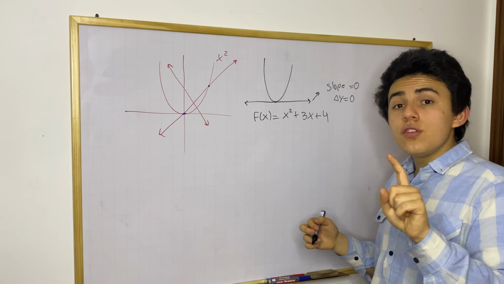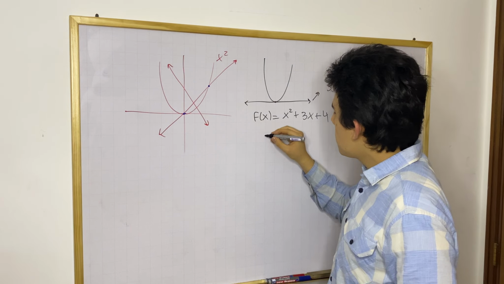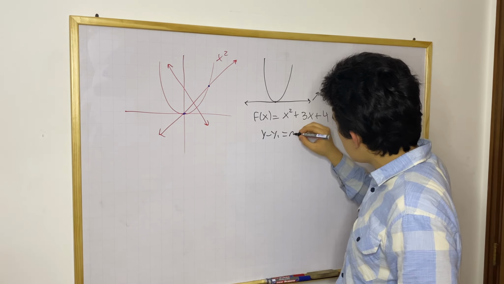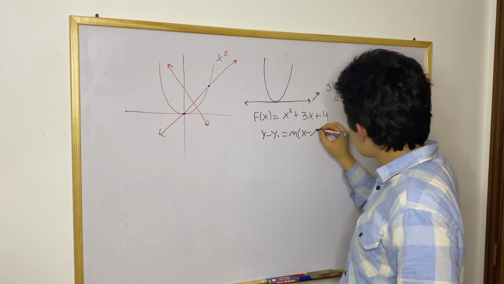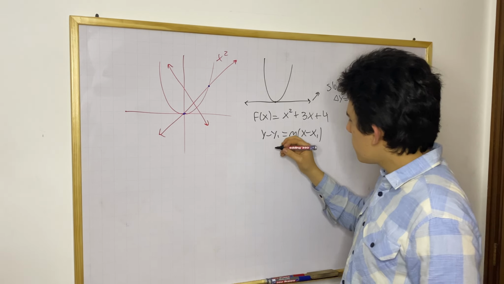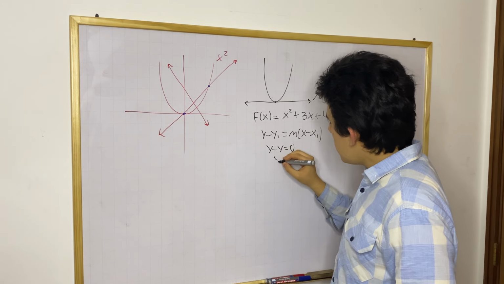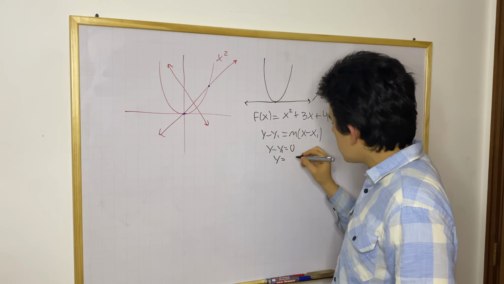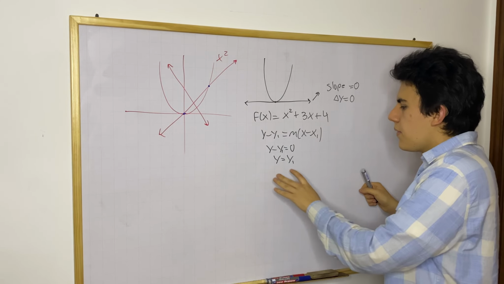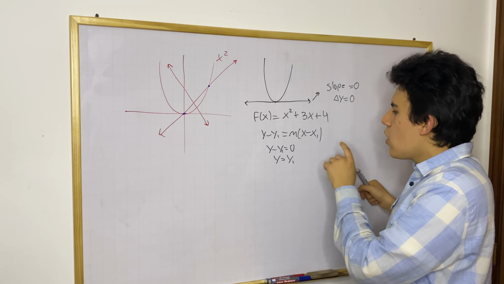Now, if we use the point-slope formula, then we have the following. We know it's going to be y minus y1 is going to be equal to the slope m times x minus x1. Okay? We know m is equal to 0. So you have y minus y1 is equal to 0, meaning y, the equation of the line that we want, is going to be equal to y1. Okay? Now we just need to find what this y1 is in this case.